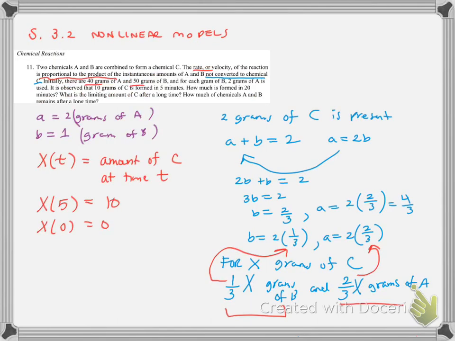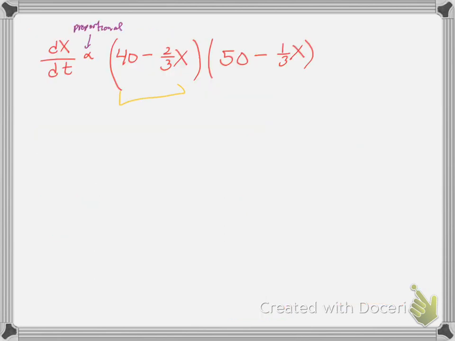All right, so again, I'm pretty sure I messed up in terms of explaining this in class or it wasn't clear, so hopefully this is making more sense. The key thing here is to note the rate. Even if you are given a model, you want to check that, if they specifically tell you what the model looks like, it matches the model you have. It's the product of the instantaneous amounts of A and B not converted to chemical C. That "not" is very important. In this case, it was going to be 40 minus 2/3 x times 50 minus 1/3 x.